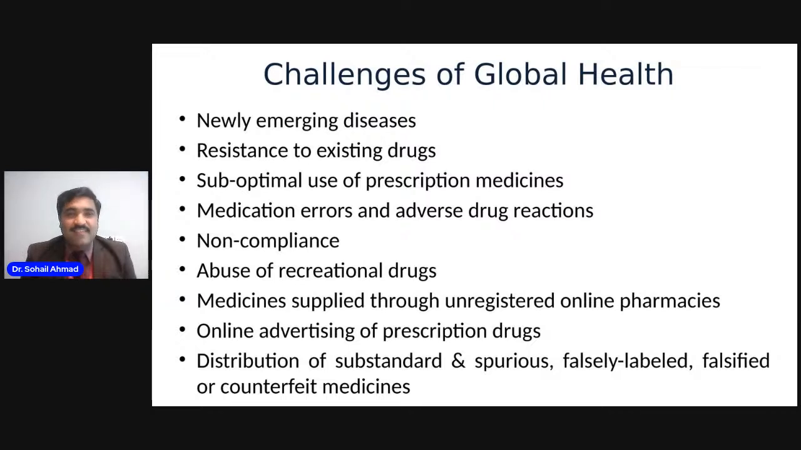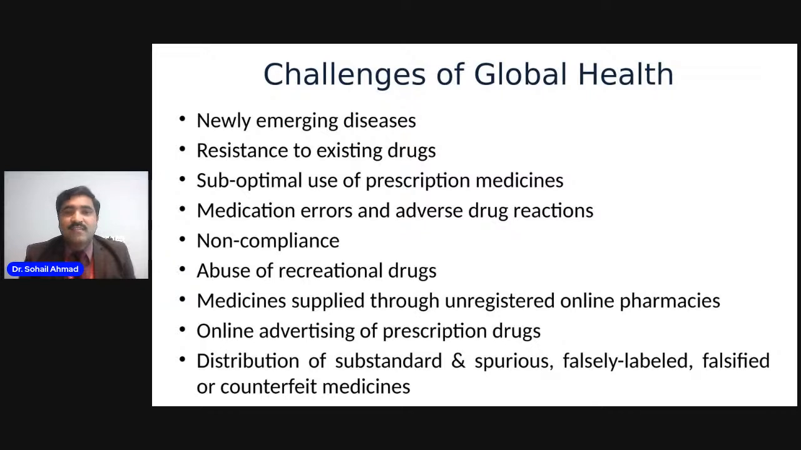On the second number, we have resistance to the existing drugs. Whenever the term resistance comes, we relate it to antimicrobial resistance more than to other drugs. Although resistance is a sort of natural phenomenon, the misuse of antimicrobials accelerates this process. With the passage of time, we are left with fewer options of effective medications for some major infections, for example, tuberculosis and pneumonia.